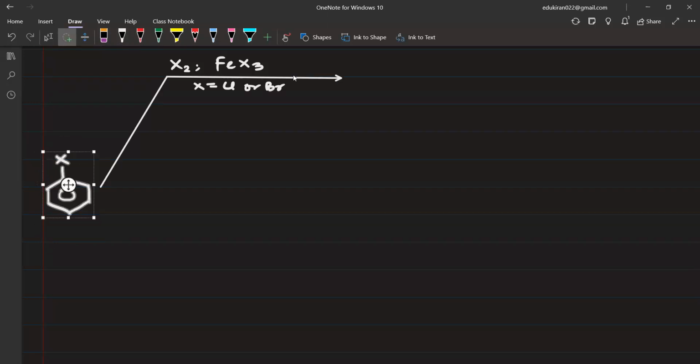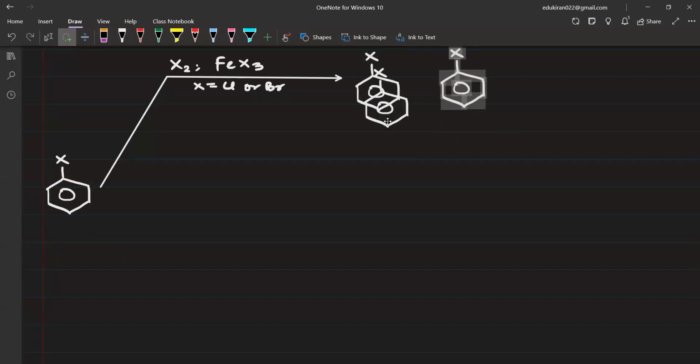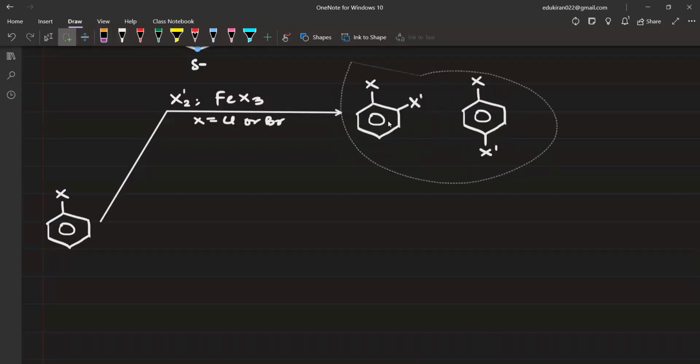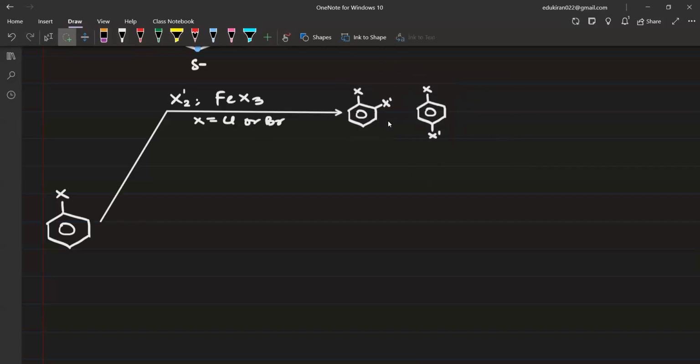Now, what are the products we are going to get? We are going to get chlorine in the ortho position and chlorine in the para position. You'll get the X halogen atom. Now, let me put an X dash here, which shows that we are going to get X dash. That means if you have bromine or fluorine, it doesn't matter. But if you are using Cl2, I will get Cl in the ortho position and Cl in the para position. Okay, so we are going to get two products. Let me just decrease the size of these two. So these are the two products that I'm going to get. Now let us look at another reagent.